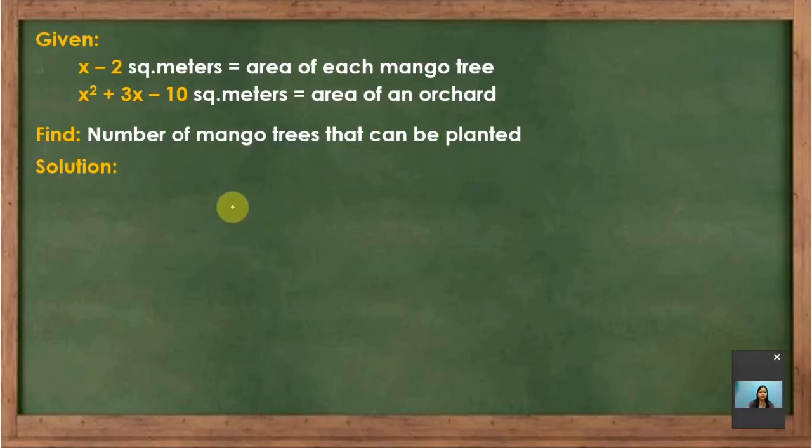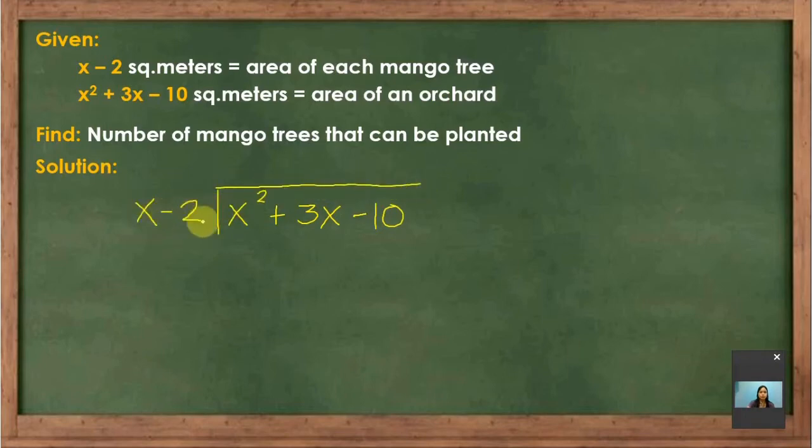So we have here the dividend, which is x squared plus 3x minus 10, then divided by the divisor, x minus 2. So we have x squared divided by x. We have x, so we will write it here. Then x times the quantity of x minus 2. This becomes x squared minus 2x.